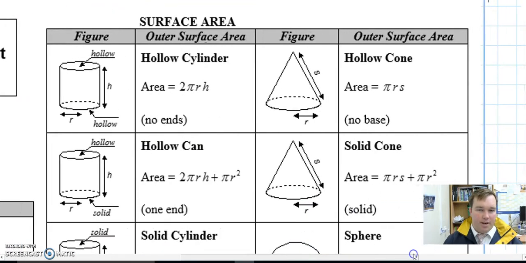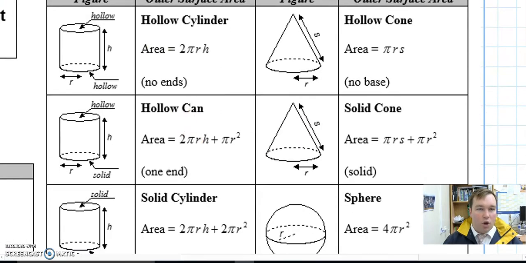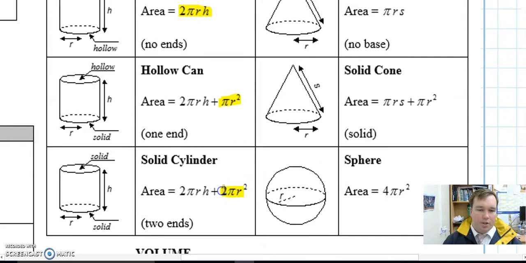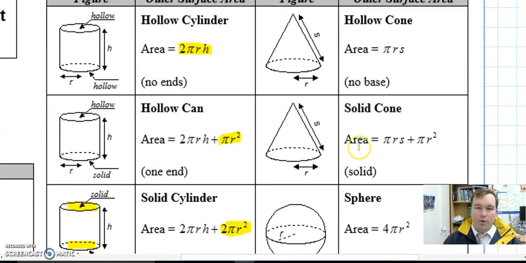Alright, surface area. Surface area of a hollow cylinder is this. Surface area of a hollow can, as in with one end, is the same as above, just with this, with both ends here. So quite simply, pi r squared is the area of a circle, so with two ends, we have 2 pi r squared. Hollow cone, pi rs, will give you this, it's the curved party hat surface, so this bit. I can't colour in. However, if you have a solid cone, as in including the base, then you guess that we add a pi r squared to it.